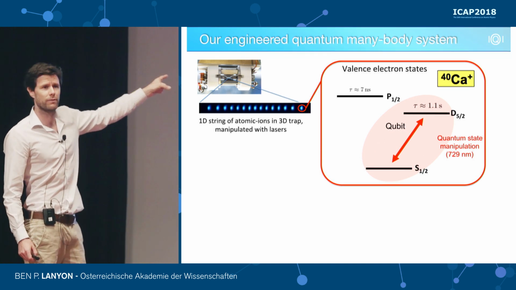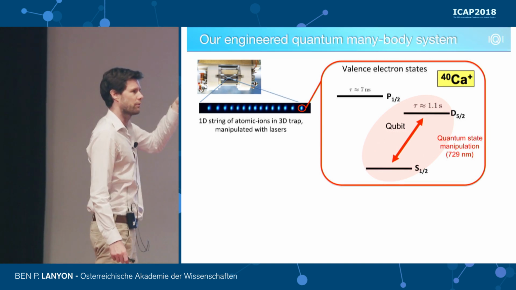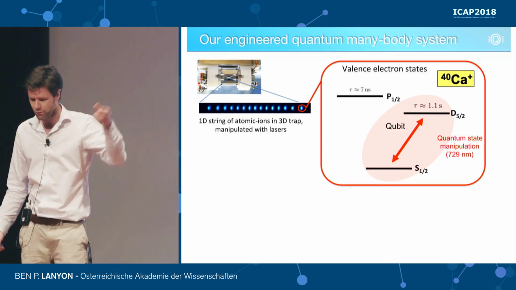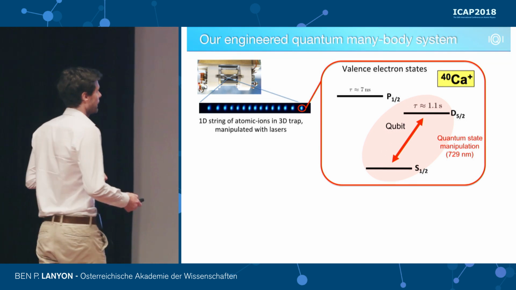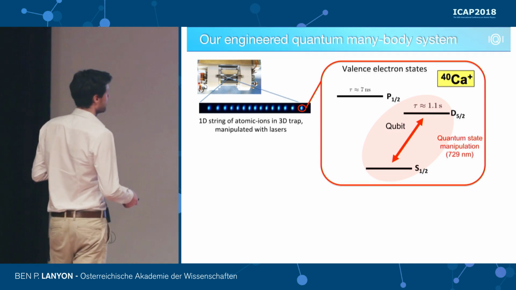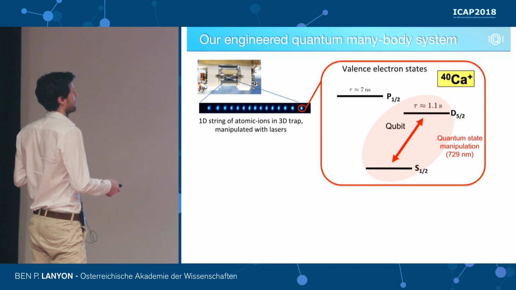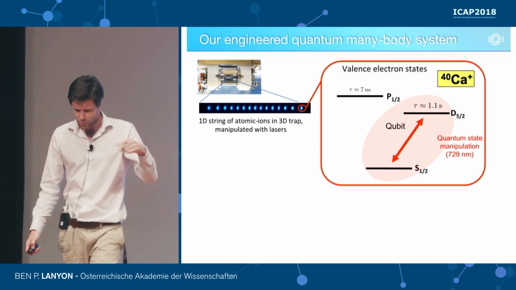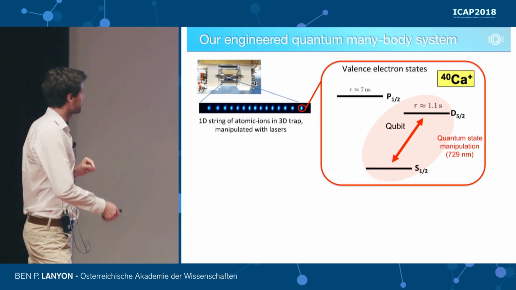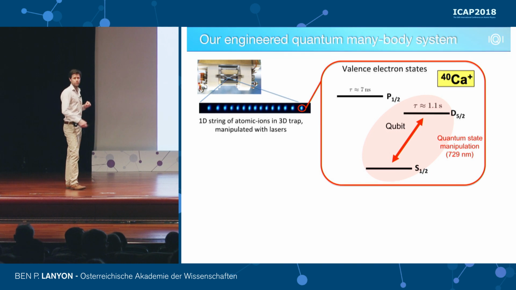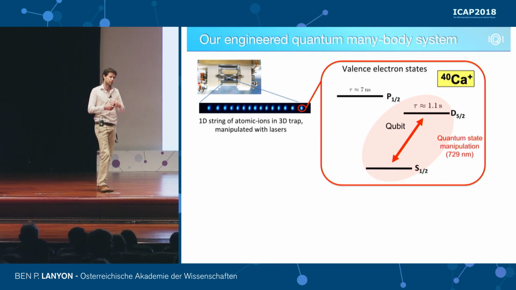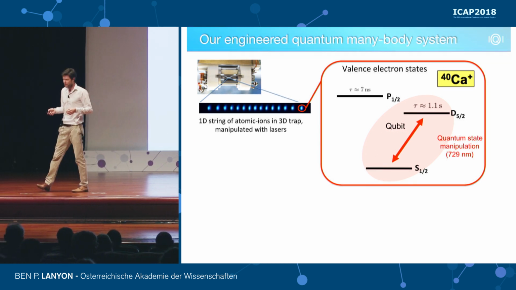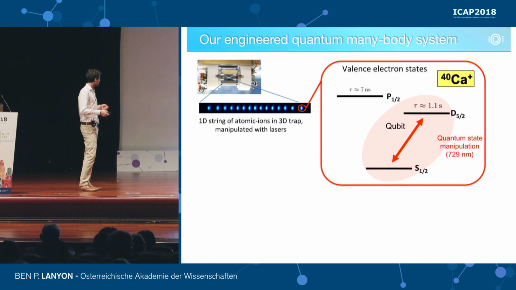Here is a simplified energy level diagram of the single outer valence electron. Once we get rid of one of the electrons, we're left with a hydrogen-like structure, and here are the energy levels that are relevant. We encode our spins in an S1/2 ground state and a D5/2 metastable state. It lives for about a second, and the things we do are much faster than that. It's connected by an optical quadrupole transition at 729 nanometers, and so if you come into our labs in Innsbruck, there's quite a few 1 hertz and sub-1 hertz line width 729 nanometer lasers.